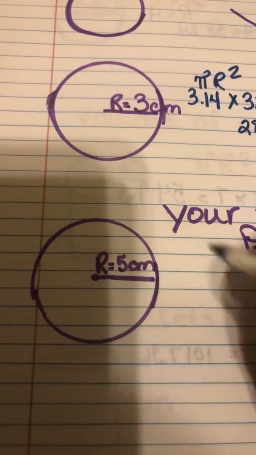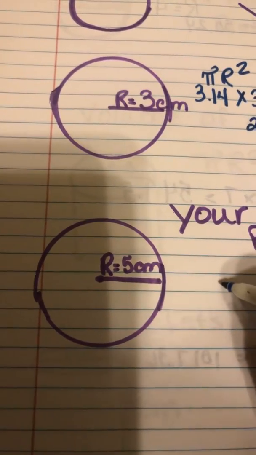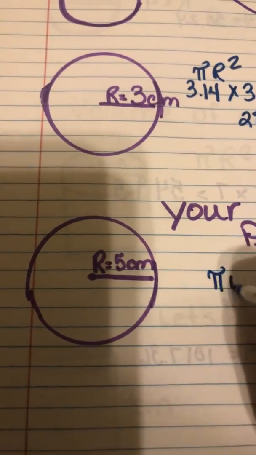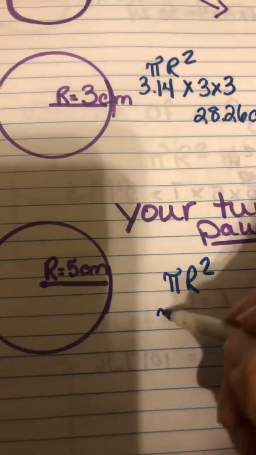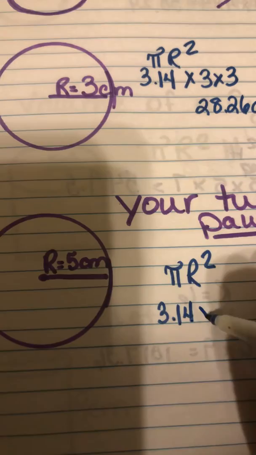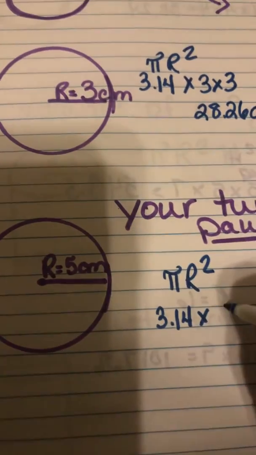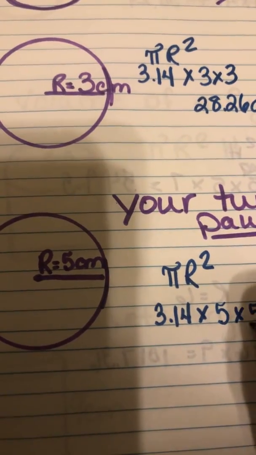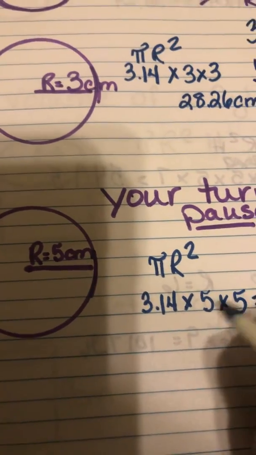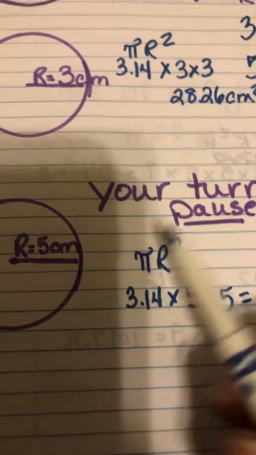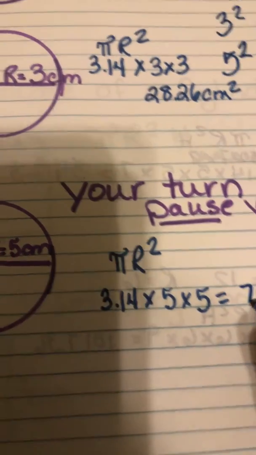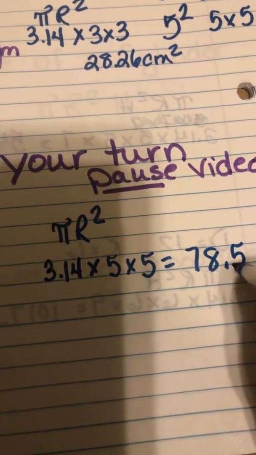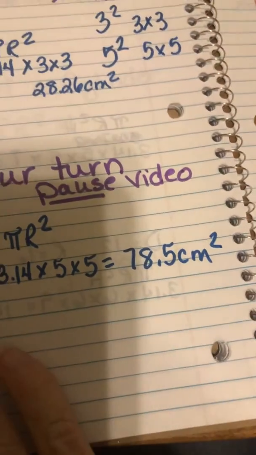Okay, so back with me. I'm hoping that you paused it and you tried it. First thing I would do is write pi r squared because that's my formula. I would go ahead and put pi is 3.14. My r, my radius, is 5. I'm going to write it twice. Or if you want, you could say 5 times 5 is 25. When I put this in the calculator, 3.14 times 5 times 5, I get 78.5 centimeters. And remember, because it's area, it will be squared.